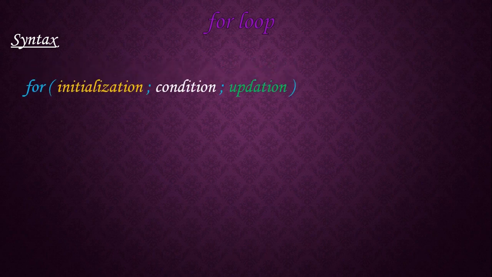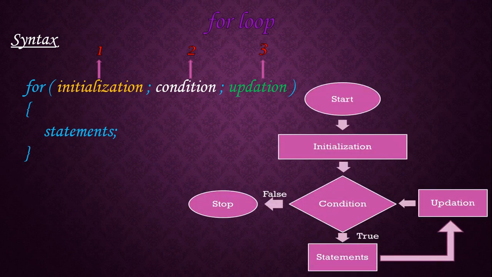So for loop basically consists of three parts: initialization, then condition, and third one is updation. After that we have the loop body. Loop body refers to those portions that will be repeated. So those statements that need to be repeated are to be kept inside the for loop's body. Okay. So this is a simple flowchart showing a loop condition.